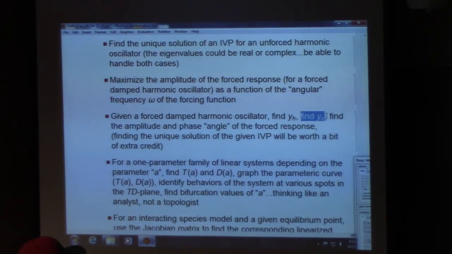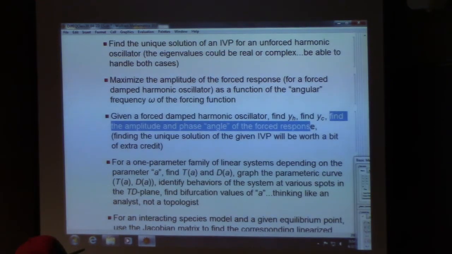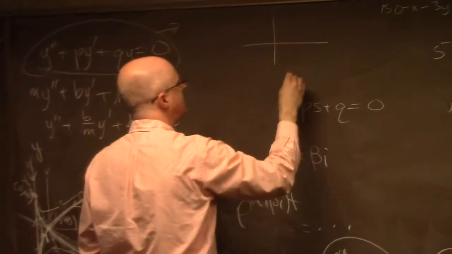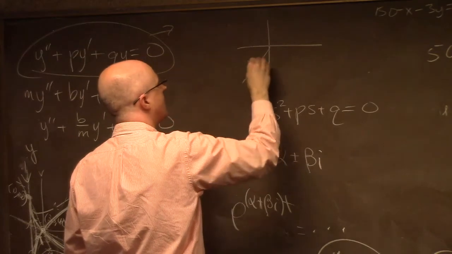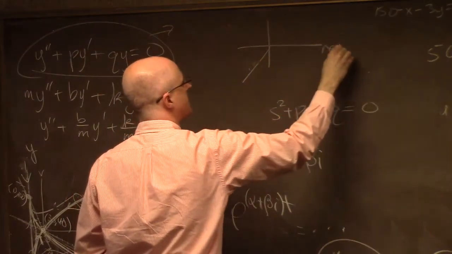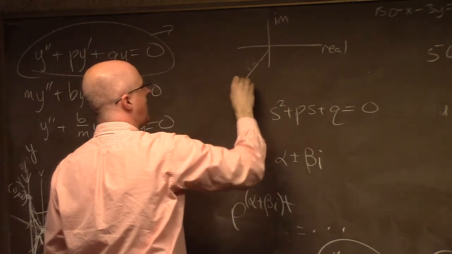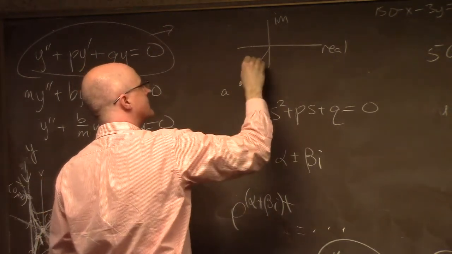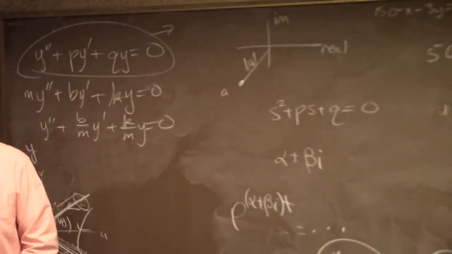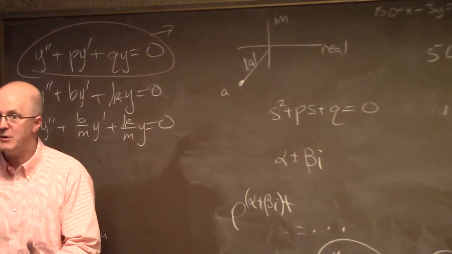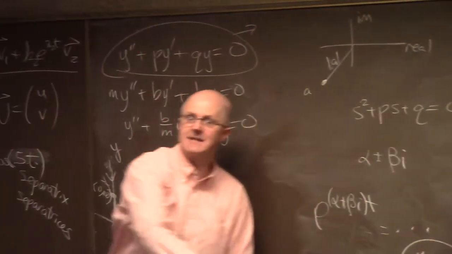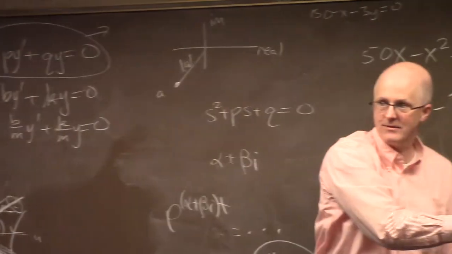A e to the i omega t. Find A. A helps you find the amplitude and phase angle of the forced response. The amplitude of the forced response, the yP, is the modulus of A. Let's say we have the complex plane here. Let's say A is right there. The length of that line segment, the modulus of A, is the amplitude of the forced response as a function, as a sinusoidal wave.